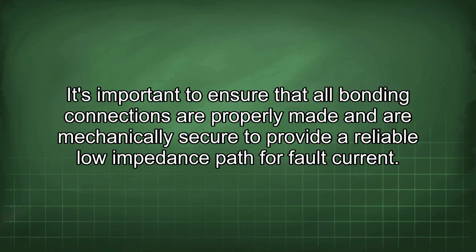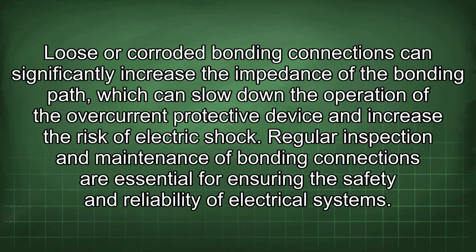low-impedance path for fault current. Loose or corroded bonding connections can significantly increase the impedance of the bonding path, which can slow down the operation of the overcurrent protective device and increase the risk of electric shock. Regular inspection and maintenance of bonding connections are essential for ensuring the safety and reliability of electrical systems.